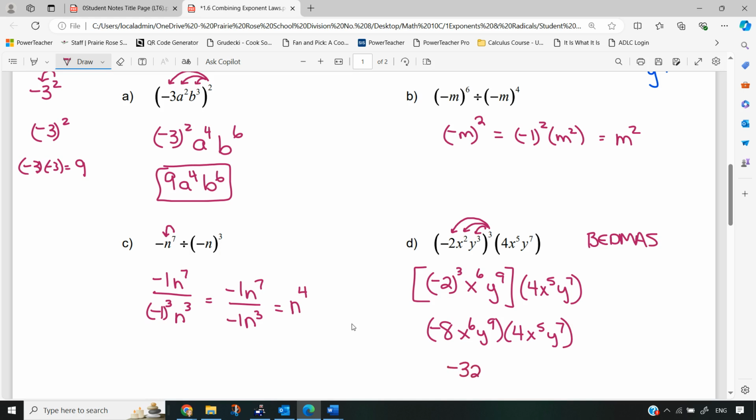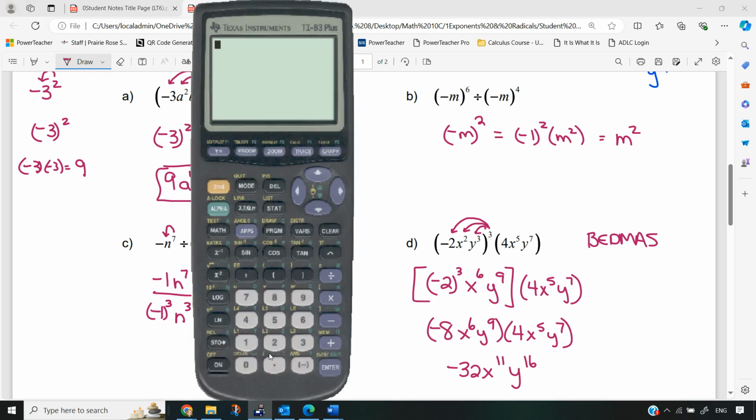X to the 6th times x to the 5th is x to the 11, and then y to the 9 times y to the 7 is y to the 16. Again, I'm going to show you how to check this with your calculator. So for this example, I'm going to choose to make x 2, so 2 store x, and then 3 store alpha y.